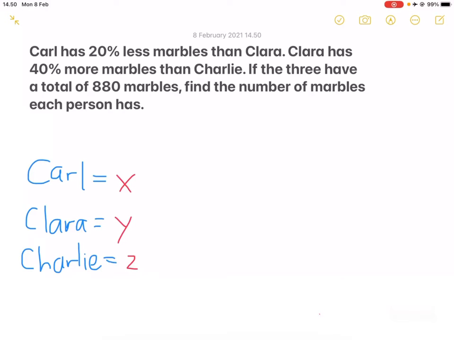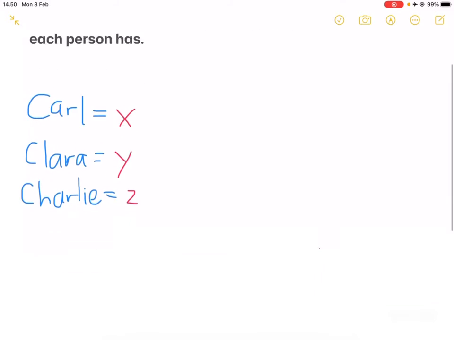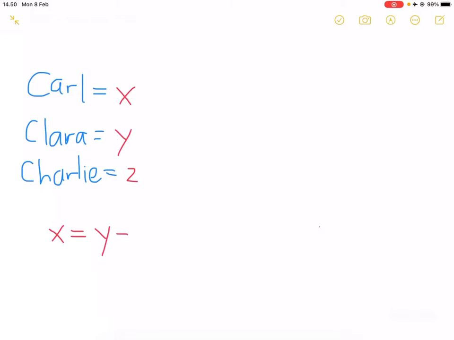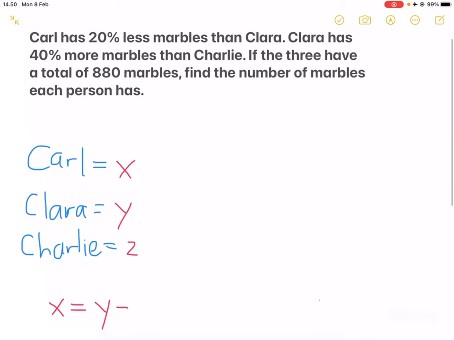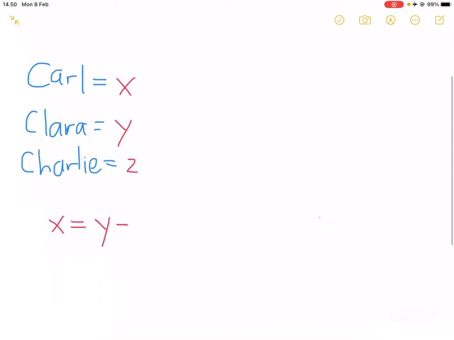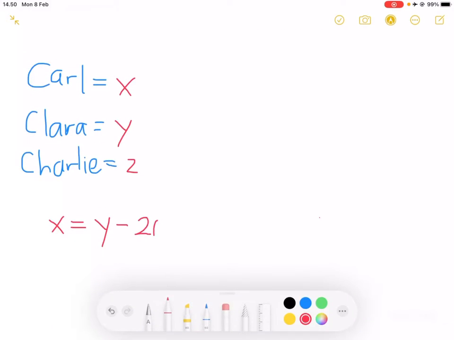So Carl has 20% less marbles than Clara. So that is a percentage decrease case. So we can just rewrite X as our initial value, which is just Y, minus whatever the amount of decrease is, which is just 20% of whatever Clara has. Simplifying this, we'll get 4 over 5y.